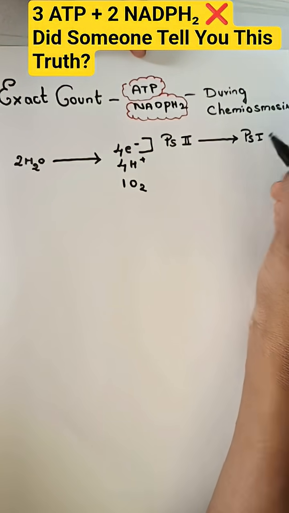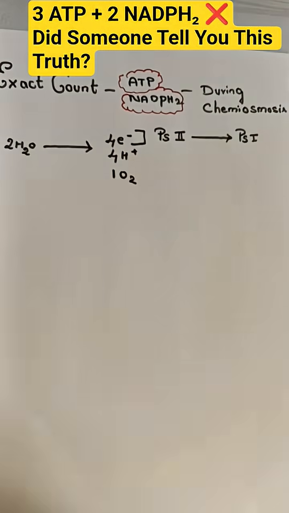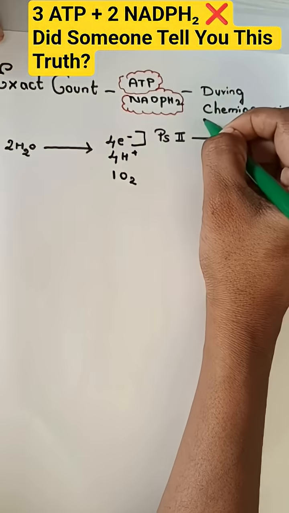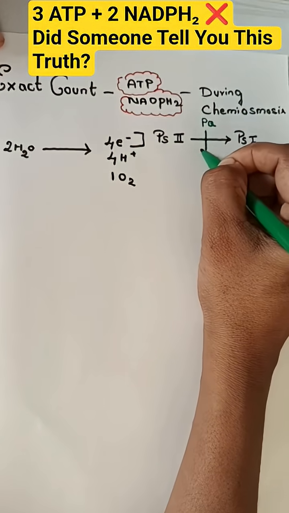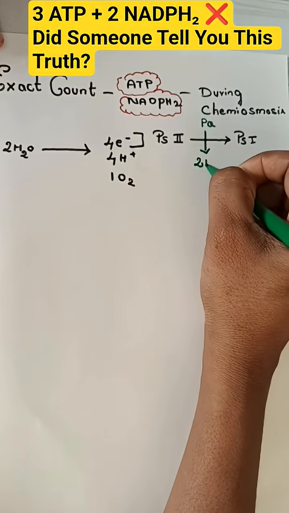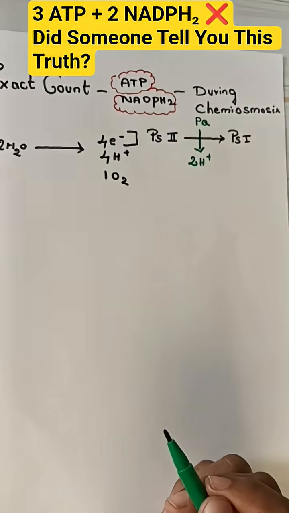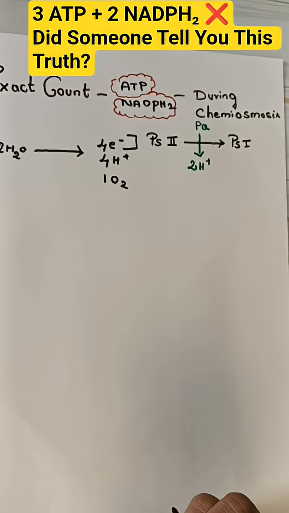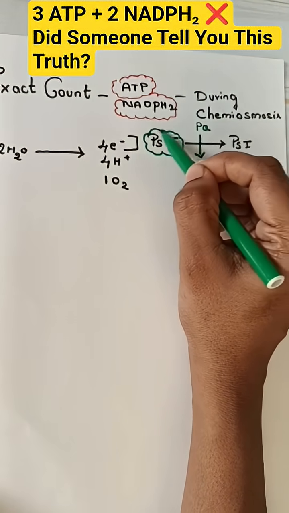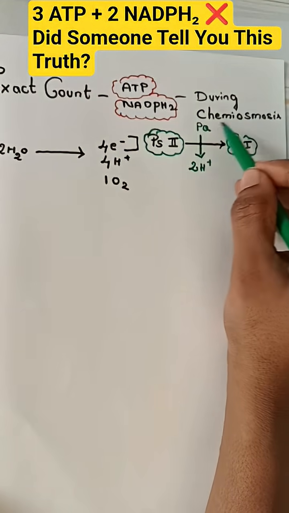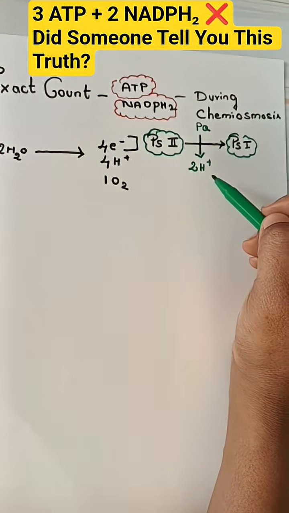Every time a single electron is transferred from photosystem 2 to photosystem 1, you know that your hydrogen carrier, plastoquinone, is going to pump 2 protons per 1 electron from the matrix into the lumen. Please don't forget this concept. Your hydrogen carrier picks up the protons from the matrix and pumps 2 protons into the lumen.